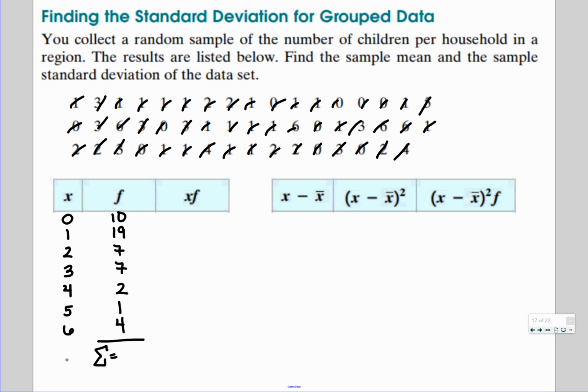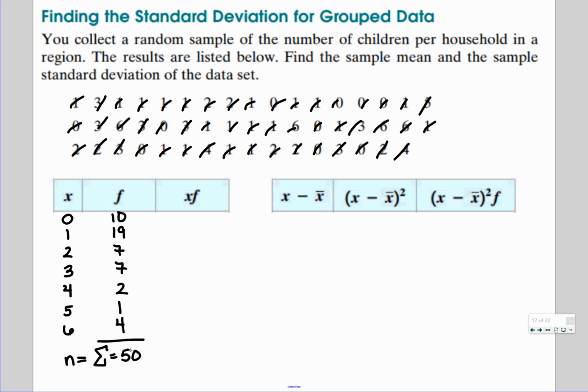Okay. And let's get a summation at the bottom of that column. It's going to be my N, how many data values we have total. We'll double check. I believe it's 50. 10, 19, 7, 7, 2, 1, 4. 50 at the end. All right, so we have a frequency table from the data.